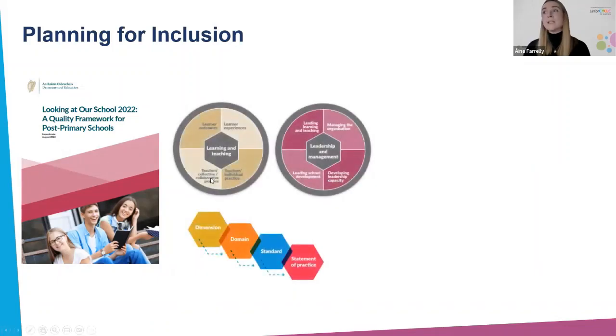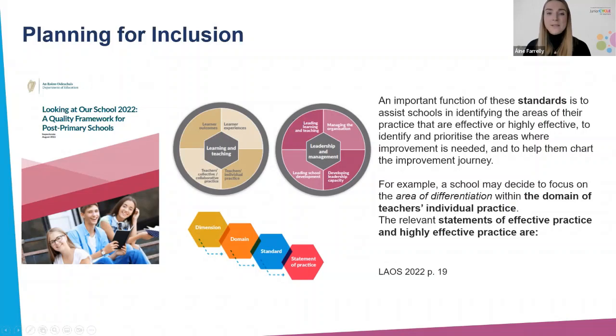So we know that we have two domains: the teaching and learning domain, and then the leadership domain. Within that, they're split down into the four areas, the dimensions, the domains, the standards, and then the statements of practice. And we know that we have statements of practice that show what effective practice is, and statements of highly effective practice.